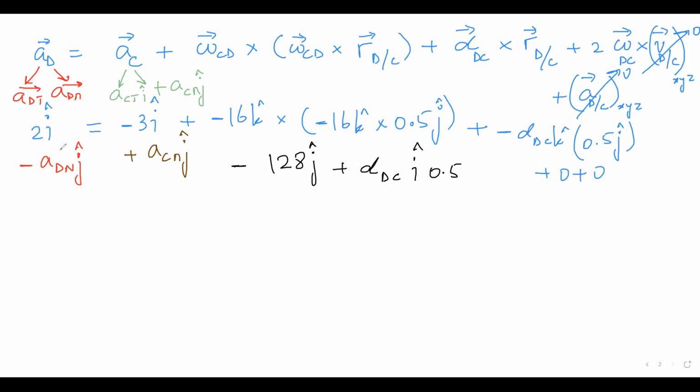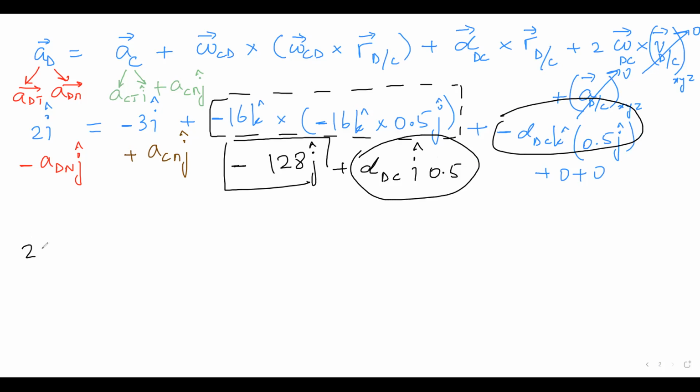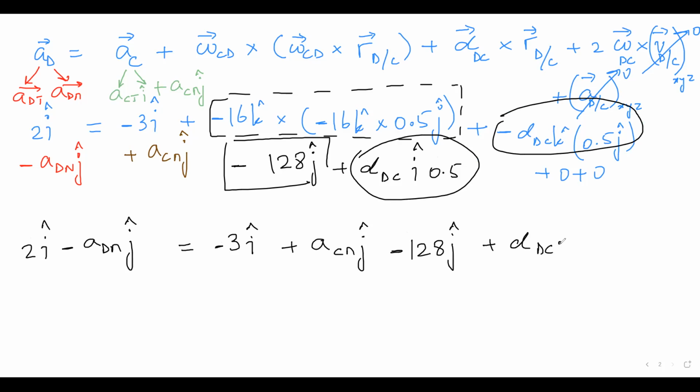So I will write it one last time as 2i minus 3i plus ACN J, minus 128 J, plus alpha DC I times 0.5. Okay, give me the answers now quickly. 2 equals minus 3 plus alpha.